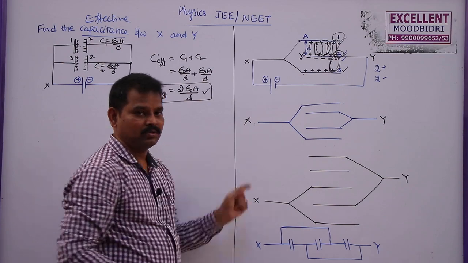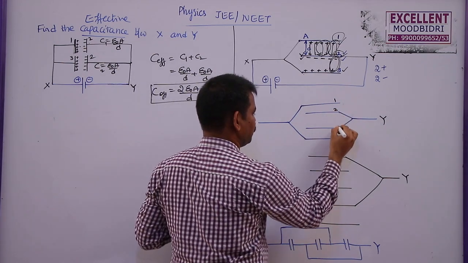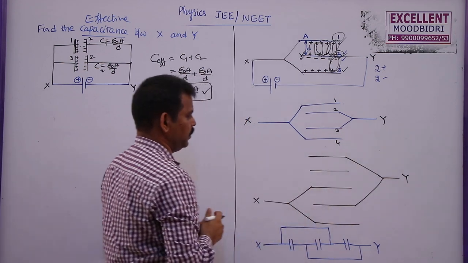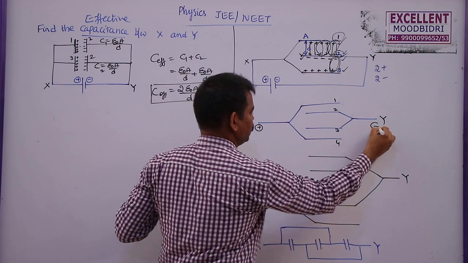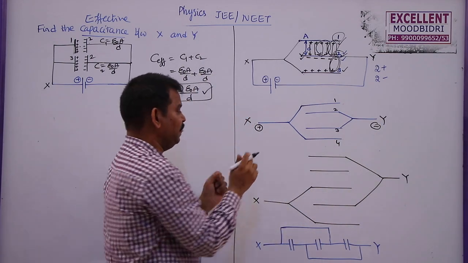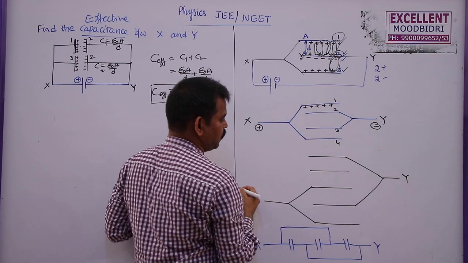Here, first of all, to solve this problem, you keep the numbers first. This is first plate, second plate, third plate, fourth plate. First plate, always you consider left side positive, right side negative. No need to draw the battery here, as it is positive. So this plate only inside will get positive charge.